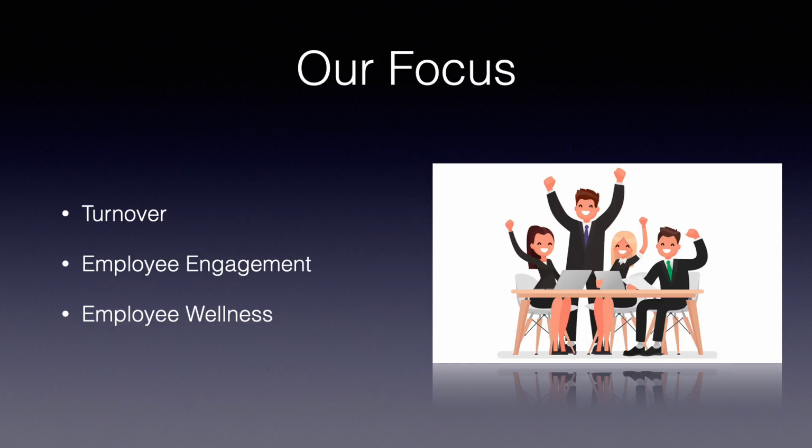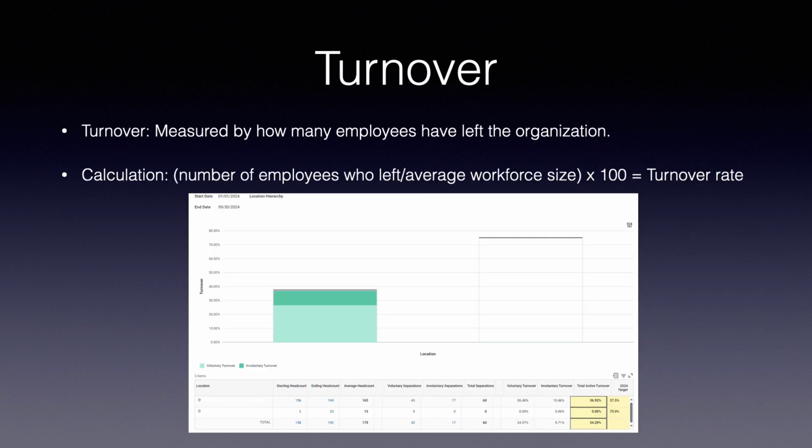There are 3 points that I wanted to focus on today, and I want to talk about turnover, employee engagement, and employee wellness. So starting with turnover. What is turnover and how does that affect us? So turnover is measured by how many employees have left the company. And we can calculate that by the number of employees who have left divided by the average workforce size times 100. And that gives us our turnover rate. There are 2 types of turnover that we can look into: voluntary and involuntary. Voluntary means that they parted ways with us, and involuntary means that we parted ways with them.